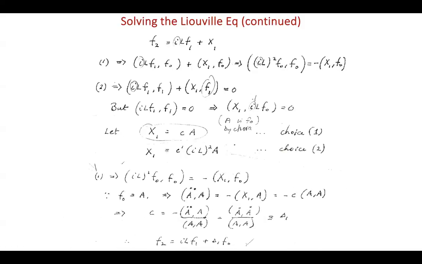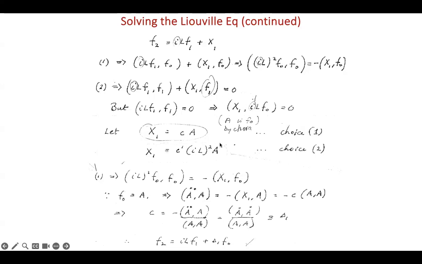Then what we are saying is let's make F2 equal to ILF1 plus X1, whatever that X1 is. So ILF1 comma F0, that is F2 F0, plus X1 comma F0, can be written as IL square F0 F0 minus X1, equal to minus X1 F0. Because this is 0, right? That has to be 0, so minus X1. Similarly, ILF1 comma F1, because F2 F1 equals 0, plus X1 comma F1 is equal to 0. But ILF1 comma F1 is already 0.